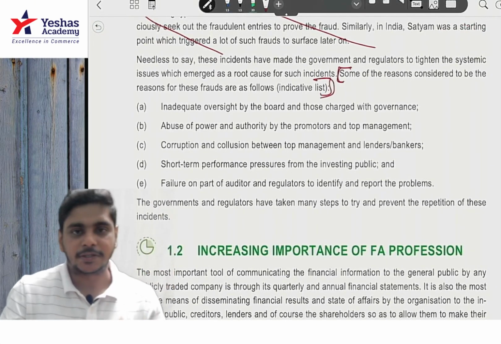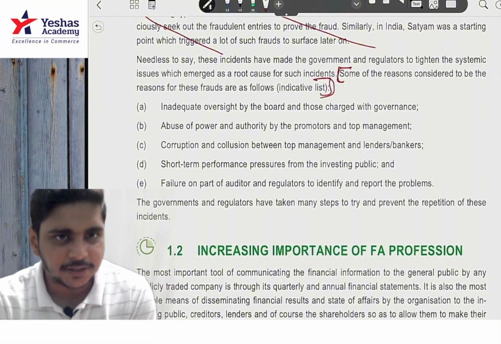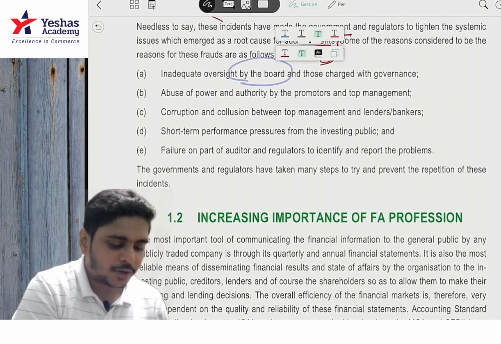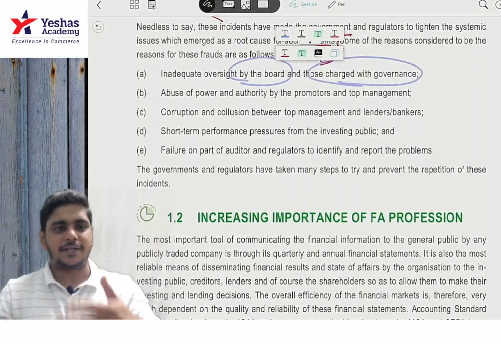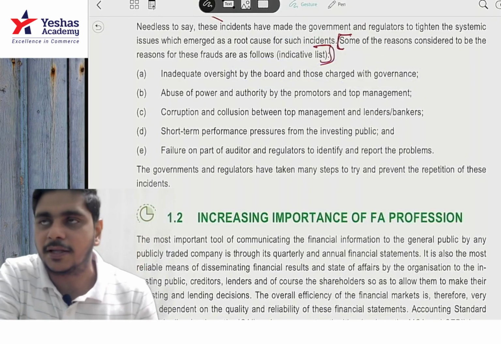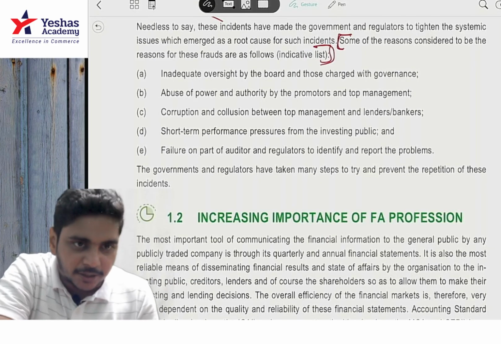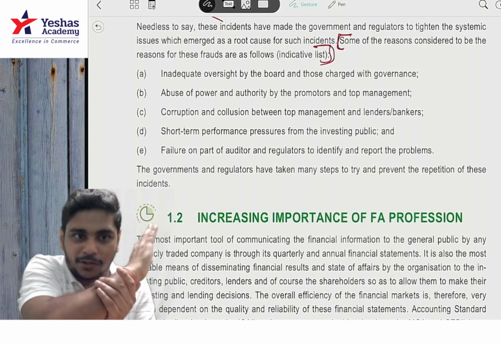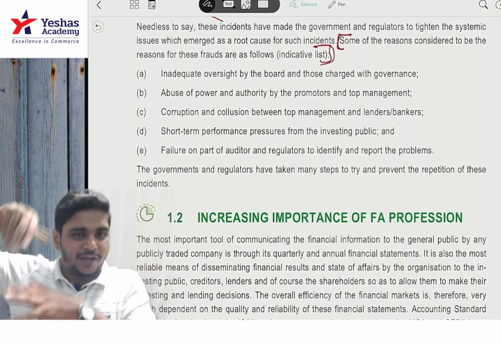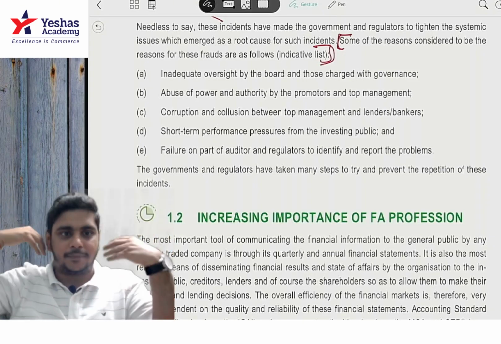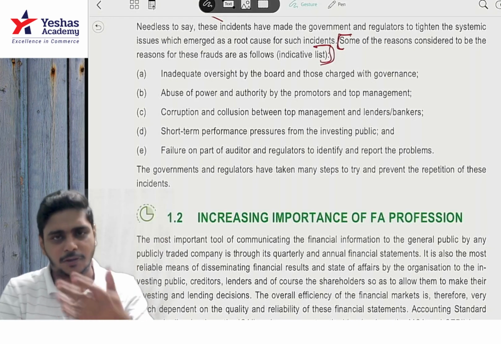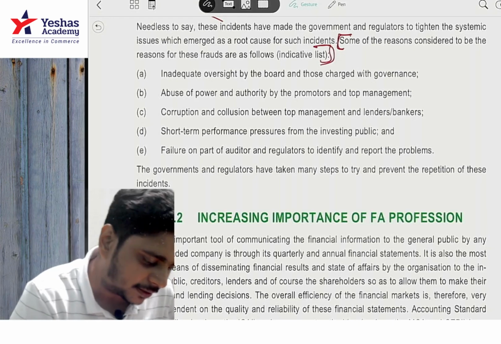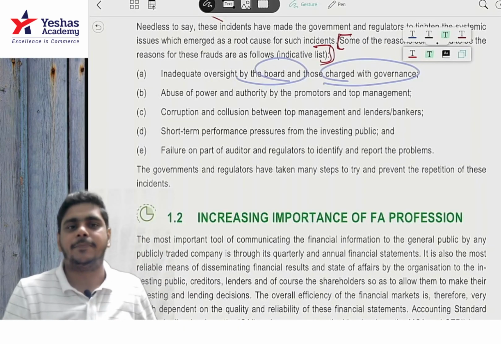This can be a question: some of the reasons considered to be reasons for this fraud are what? Inadequate oversight by the board and TCWG. See, if you see today's time, when you are doing articleship, you must be seeing that there's an audit committee, there's a board of directors who are responsible because of all this fraud. This fraud happened in 2000, 2001. We are in 2025 right now. So in 25 years the government has also learned, in India also, in the US also, that we need to put some responsibility. So the responsibility is governed by whom? By the people of TCWG, by board and audit committee people.